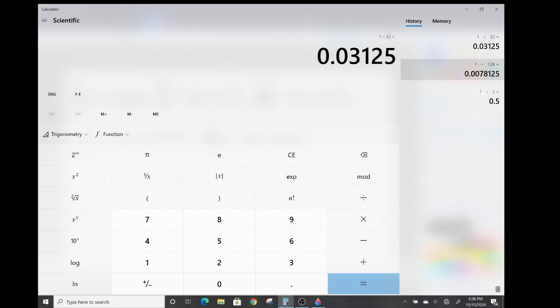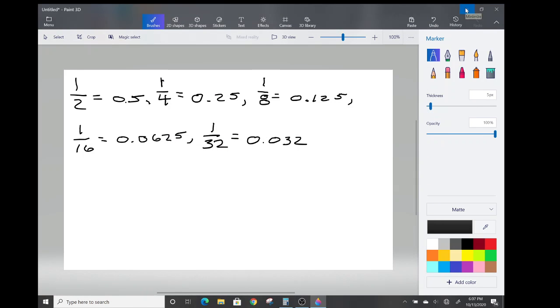3.125. I love it. All right, 0.03125. Right? And then how about 1 over 64? Well, we'll put the 1 over 64 over here. 1 over 64 equals what?